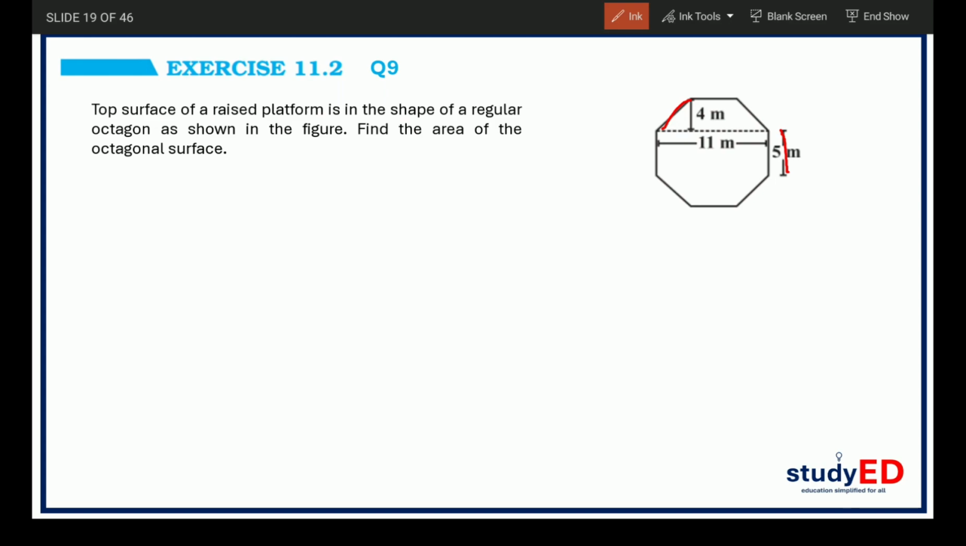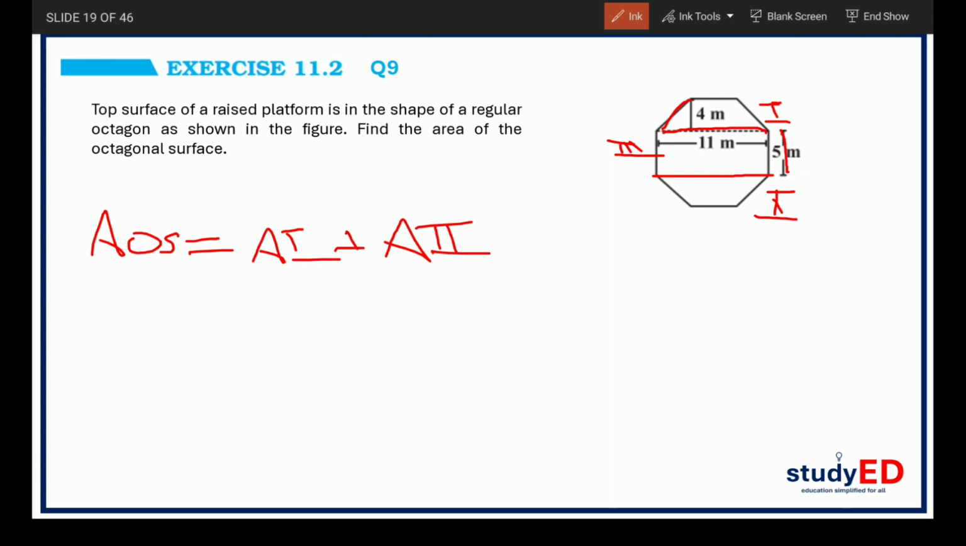If you notice something, we can divide the octagon into 3 similar shapes: trapezoid 1, trapezoid 2 and a rectangle 3. So now if we just add the areas of all these shapes, we then get the total area of the octagonal surface. So now the octagonal surface area is going to be area of 1 plus area of 2 plus area of 3. So now we'll clear it.